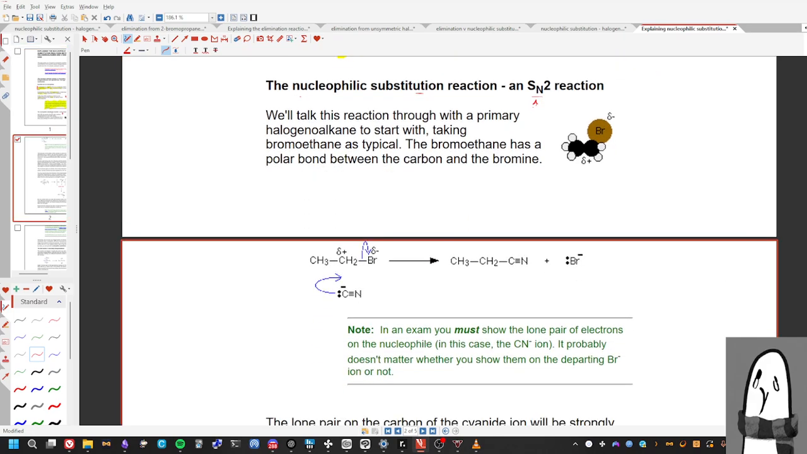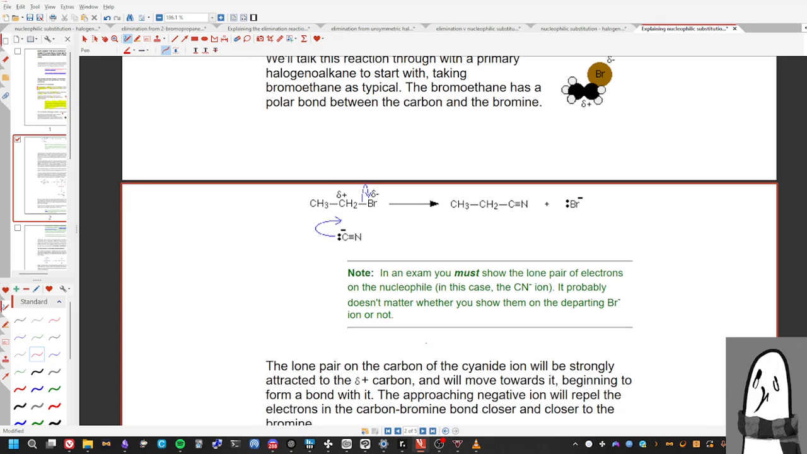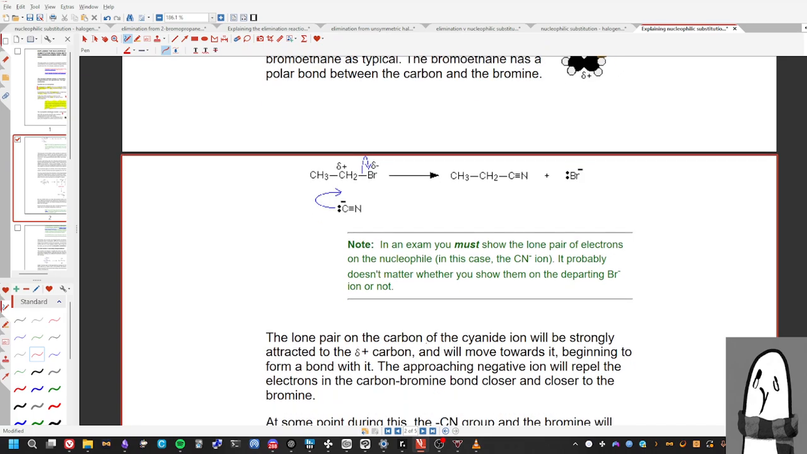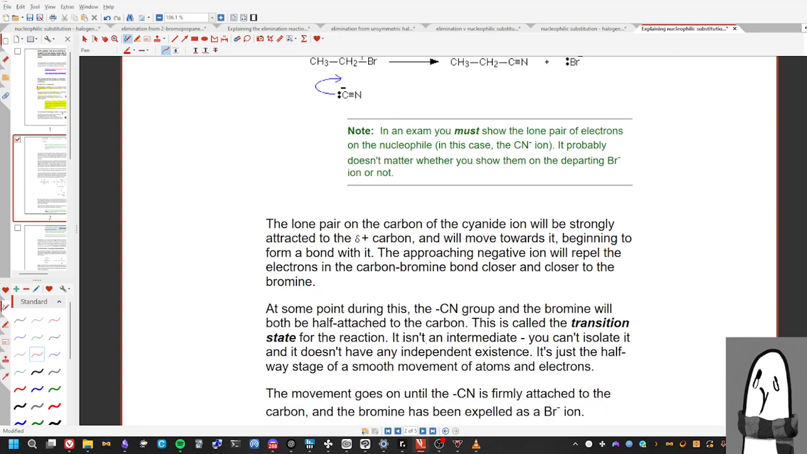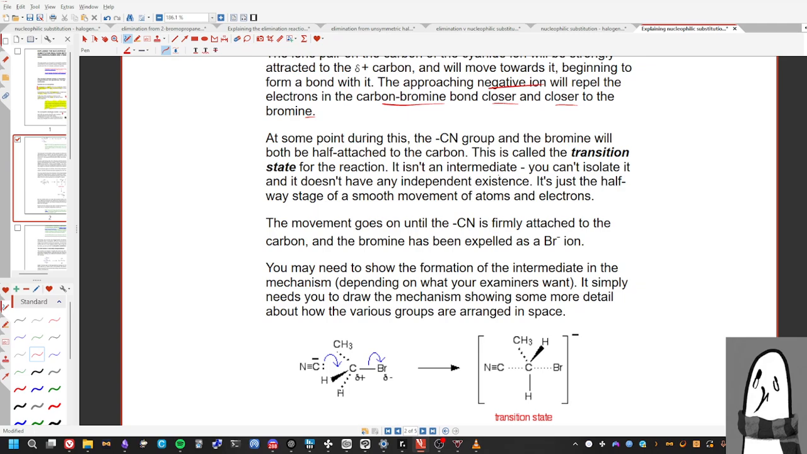So we're talking about a primary halogen alkane to start with, and the bromoethane has a polar bond between the carbon and the bromine. To draw it, you have the cyanide ion, negative, and the bromoethane with its delta positive carbon. In an exam, you must show the lone pair. The lone pair on the carbon end of the cyanide will be strongly attracted and move towards it, beginning to form a bond. The approaching negative ion will repel the electrons in the carbon-bromine bond closer and closer to the bromine until they just enter the bromine. At some point the CN and the bromine will both be half attached to the carbon. This is called the transition state.